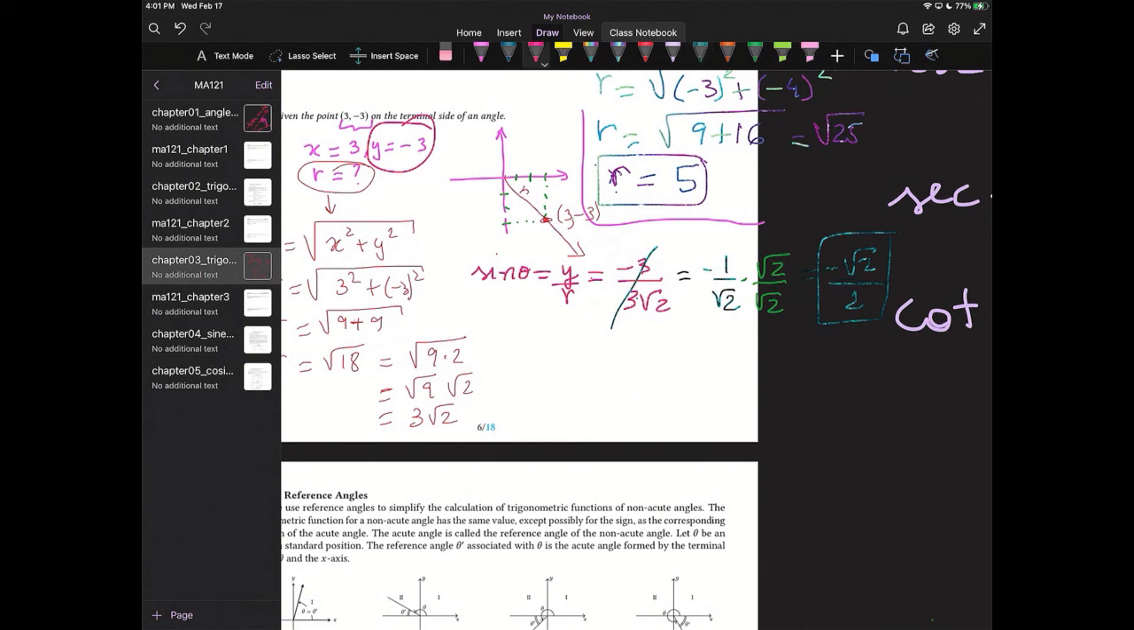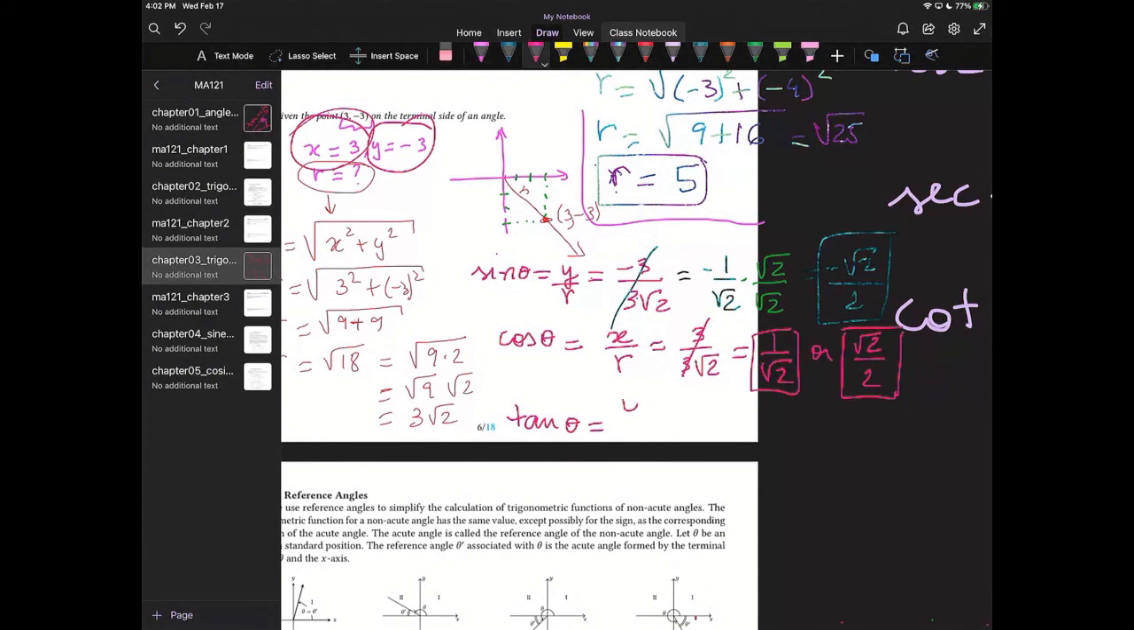All right, so now let's do cosine. Cosine is x over r. X from the point is 3. So we have 3 over r, which is 3 square root of 2. Again, you can simplify that to square root of 2 over 2. So you can leave it like that, or you simplify a little bit further and simplify the square root as well. So now let's do tangent.